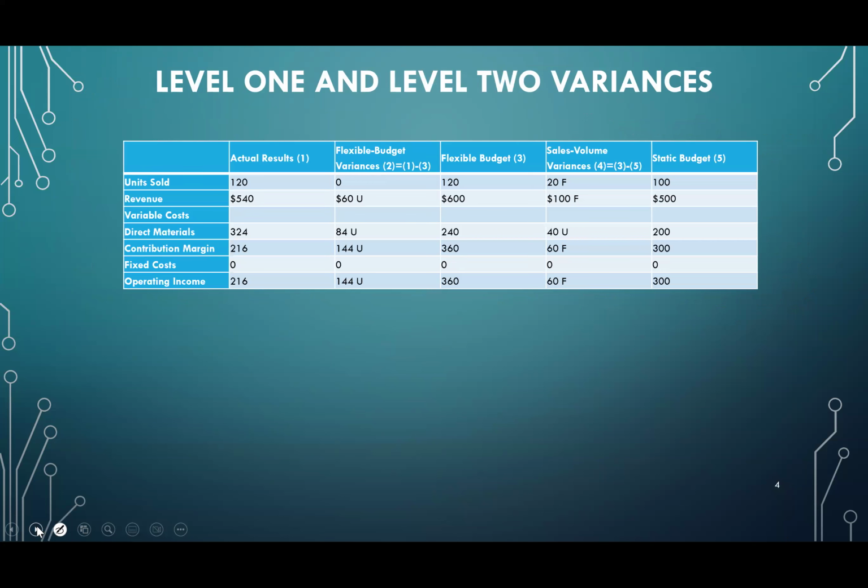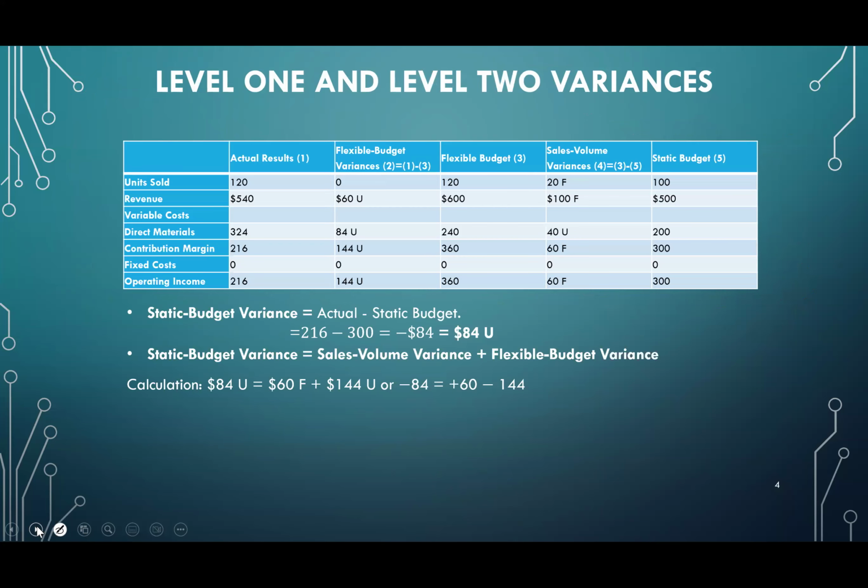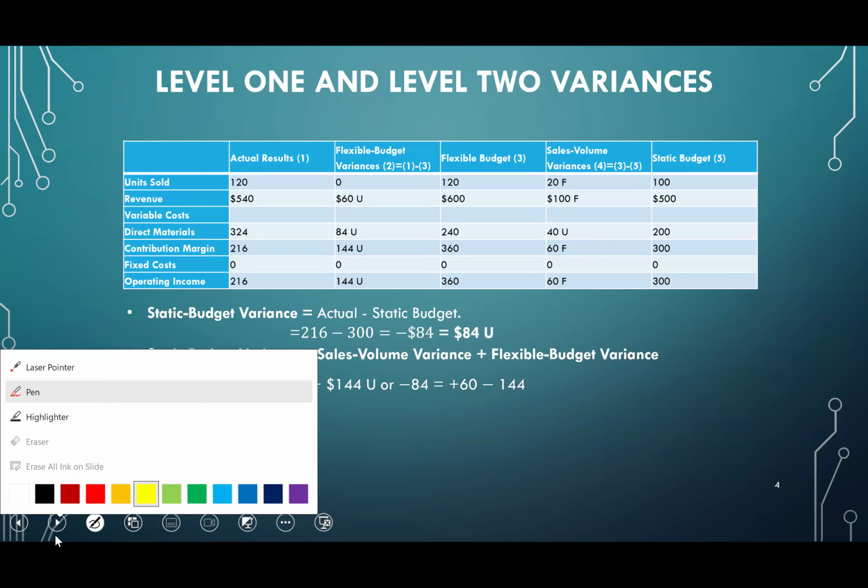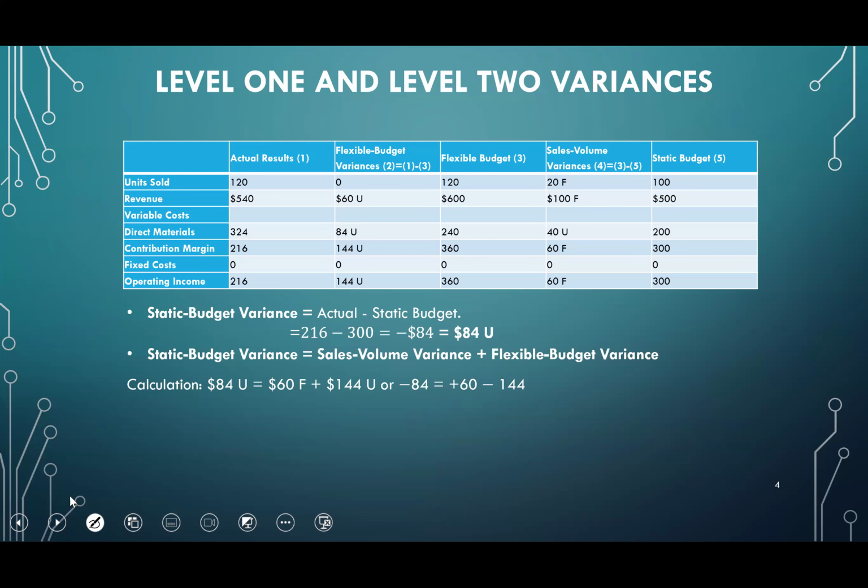Now let us formally define them as level 1 and level 2 variances. I have just copied the table from before so that you have all the numbers in front of you, and we are going to talk about some formulas. One is that the difference between, let's change the color, the difference between actual column and static column.